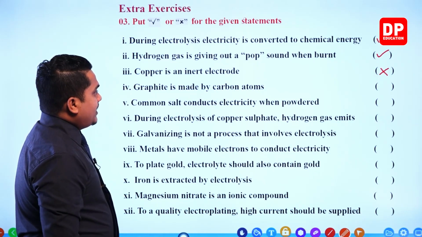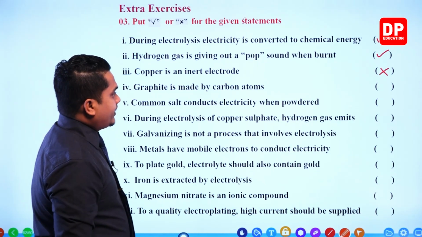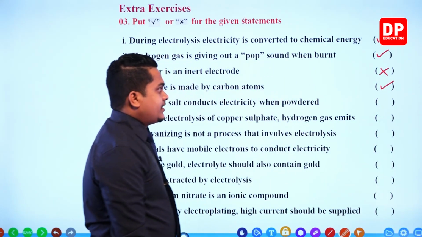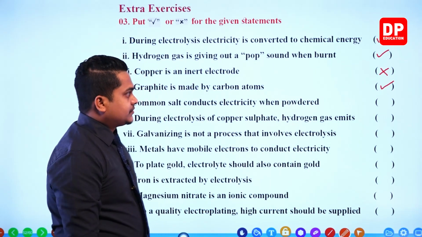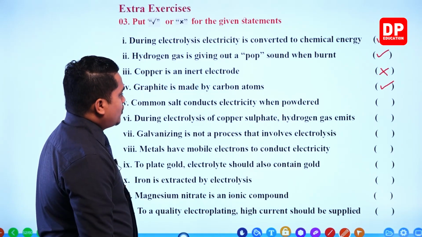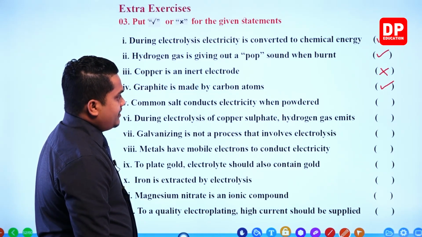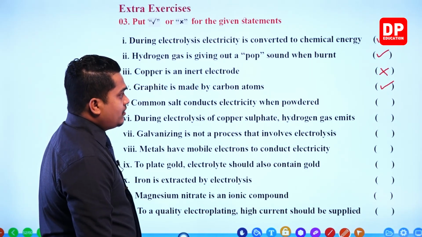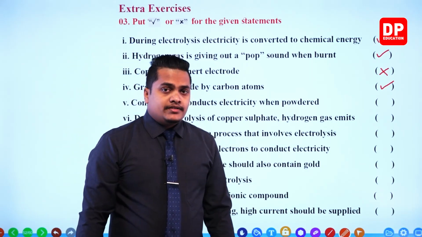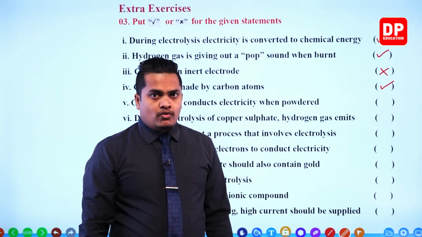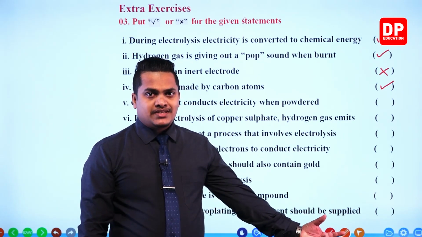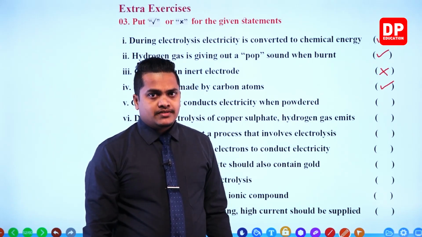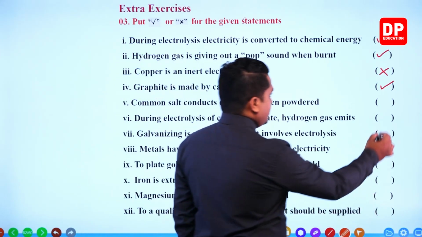Graphite is made by carbon atoms. Correct. That is correct. Common salt conducts electricity when powdered. Right? When powdered, not at all. Powdered means in the same solid state. In the solid state, they don't have mobile ions. So therefore, this is incorrect.